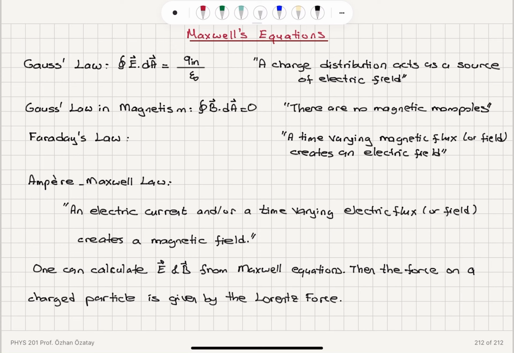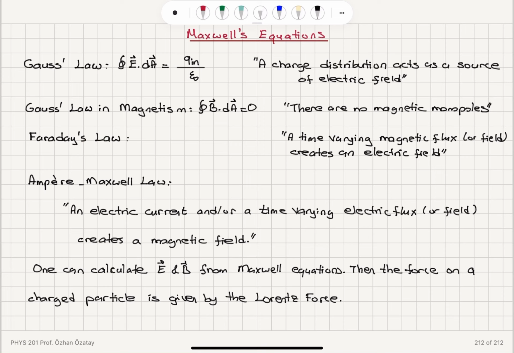A positive charge distribution, for example, here would create an electric field. There is no such thing as a north pole distribution or south pole distribution that will create a magnetic field. So Gauss' law in magnetism says the closed surface integral B dot dA is 0, meaning there are no magnetic monopoles.